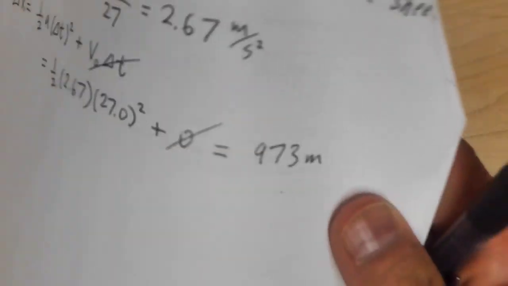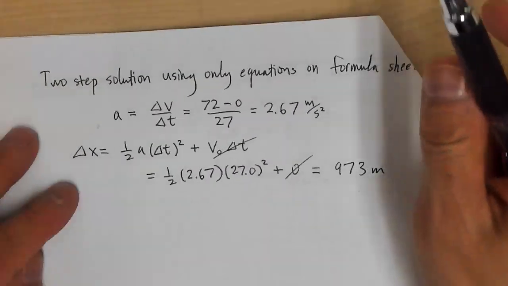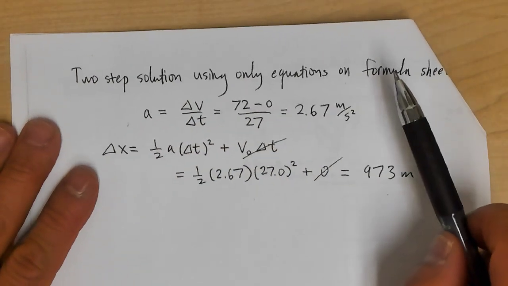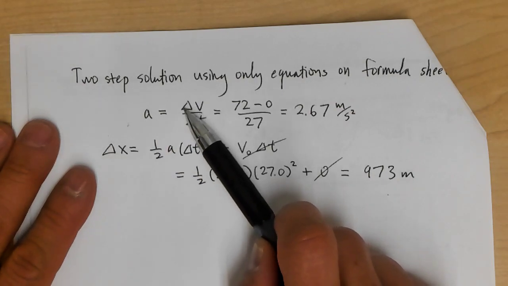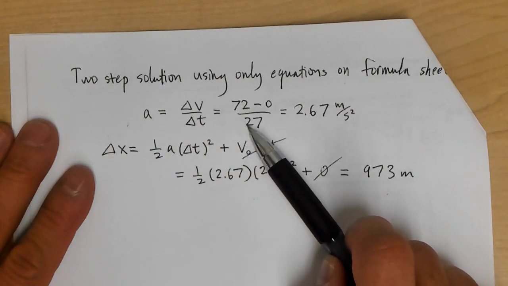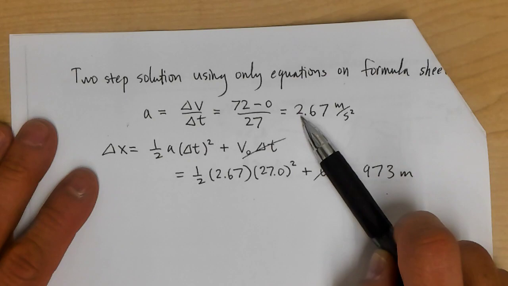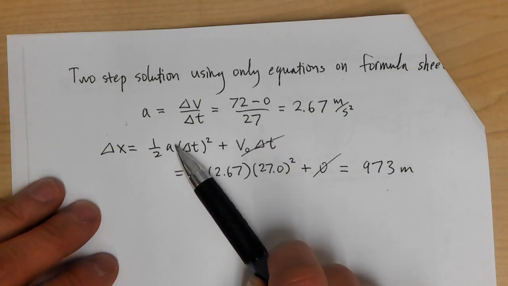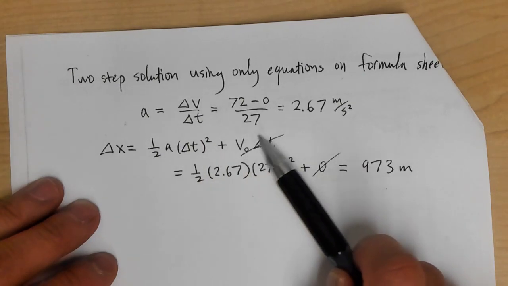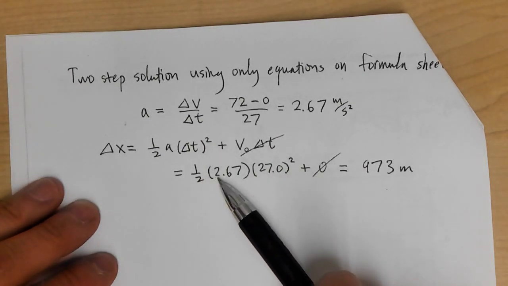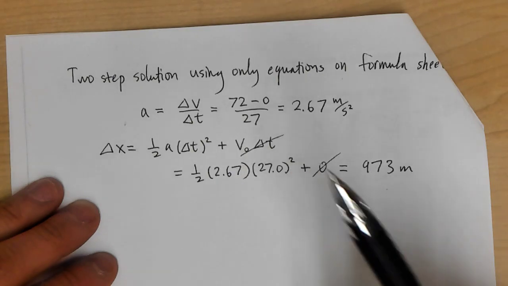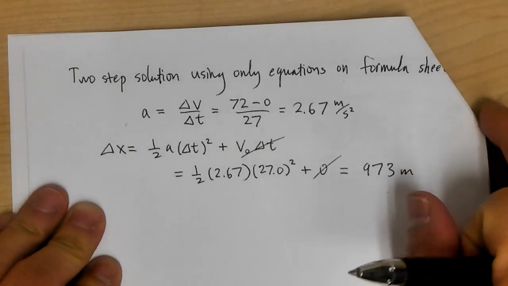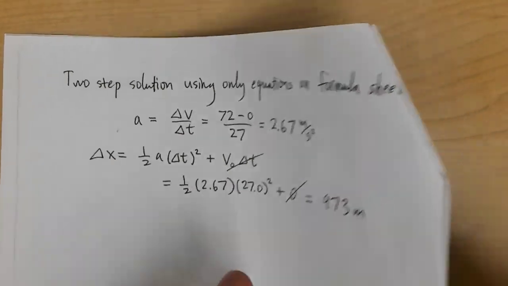Now, by the way, if you wanted not to use that formula, but maybe something more familiar, you could do a two-step solution using only equations on the formula sheet. You can get the acceleration as delta v over delta t, 72 over 27. That comes to 2.67 meters per second squared. Then you can use the fact that delta x is 1/2 a delta t squared plus v0 delta t, where v0 is 0. And we get 1/2 times 2.67 times 27 squared, which is 973. You may find this more straightforward, even though it takes an extra step.